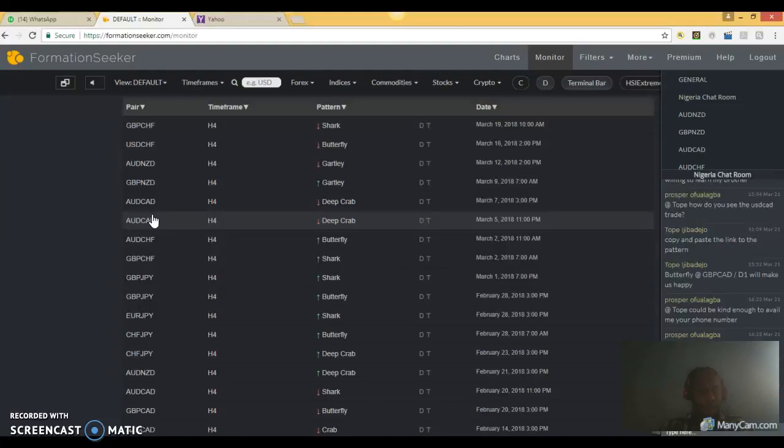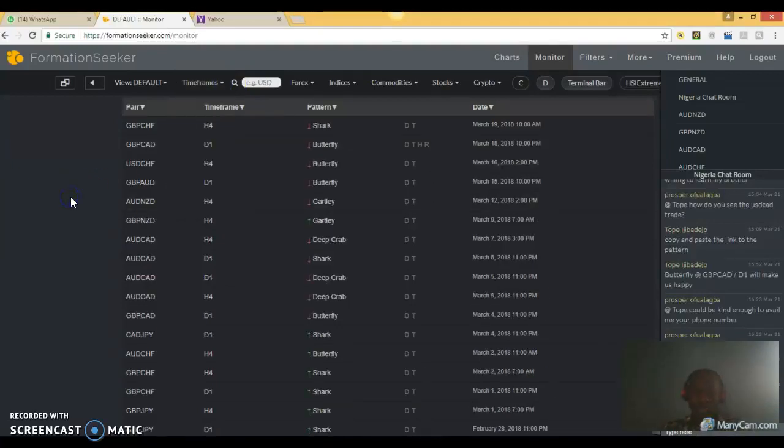Now this is wonderful. You can decide to come and then let's add the daily chart. The daily, we also have some wonderful trades on the daily, which are still on. So it depends on what you do. So I think I've been able to show you a bit till when next I come again to show you more of our winning trades with Formation Seeker. Just keep it locked.